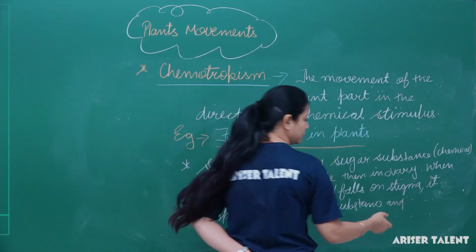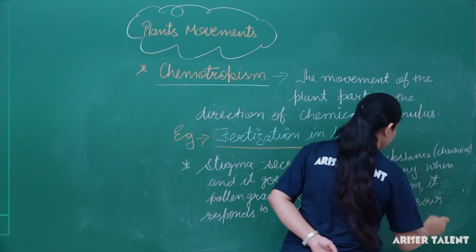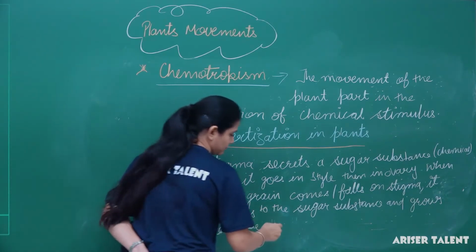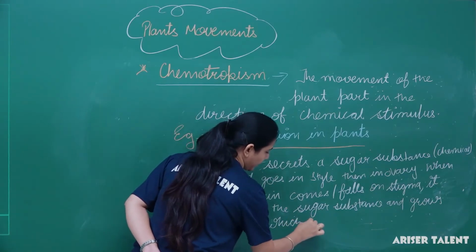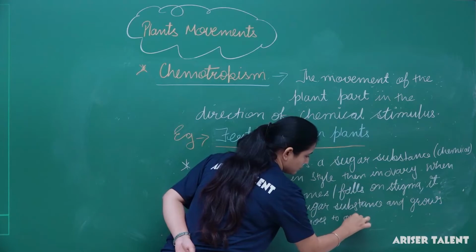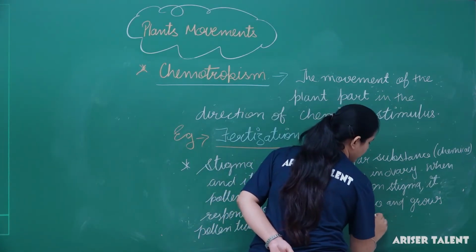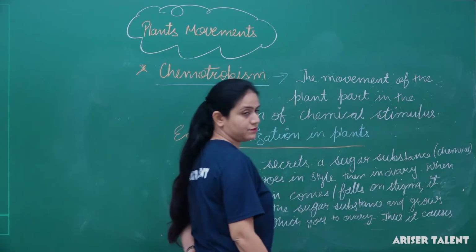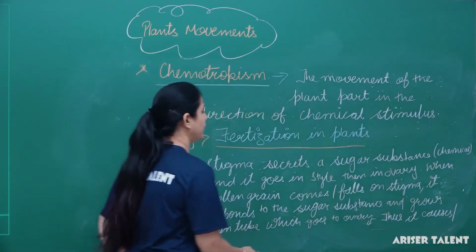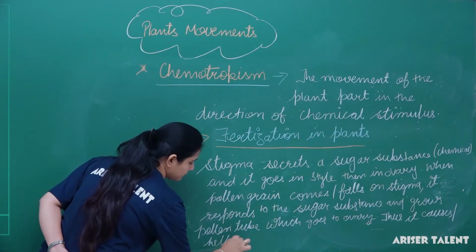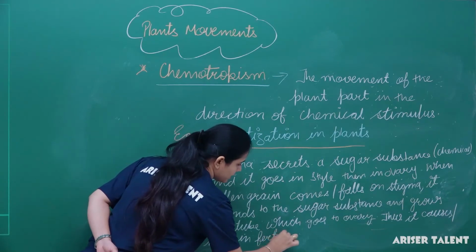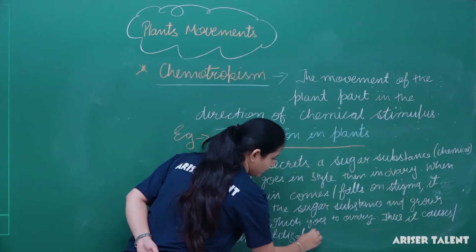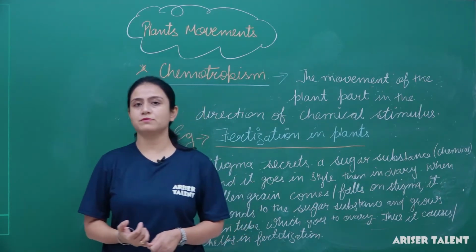and grows a pollen tube which goes to the ovary, and thus it helps in fertilization. Okay, so this is all about chemotropism. Fine.